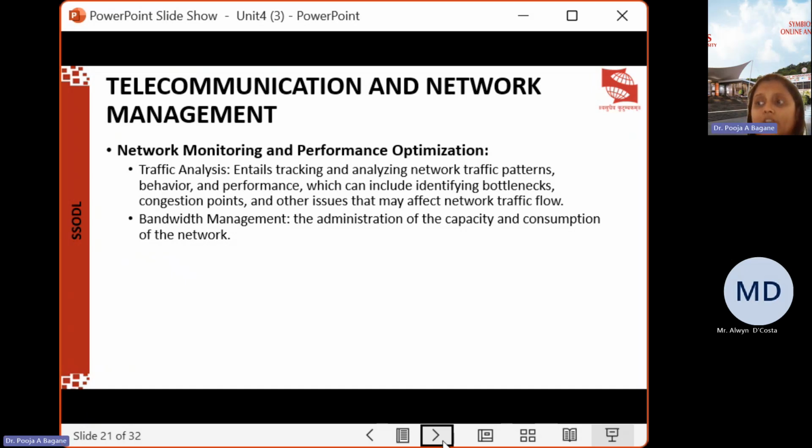Then there is bandwidth management. Bandwidth management refers to the administration of the capacity and consumption of the network. There are different mechanisms based on a strategy which focuses on guaranteeing optimal performance for essential applications and services. It avoids congestion and the decline in quality of service for non-critical traffic. Bandwidth management alternatives include quality of service, traffic shaping, throttling, and policy prioritization.